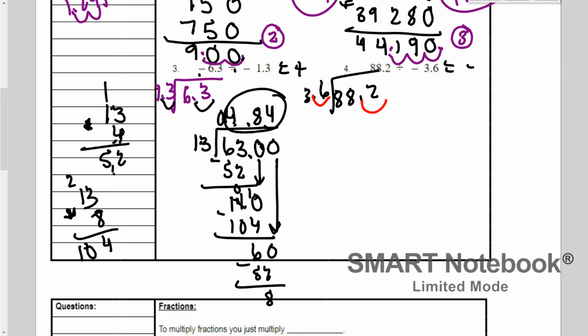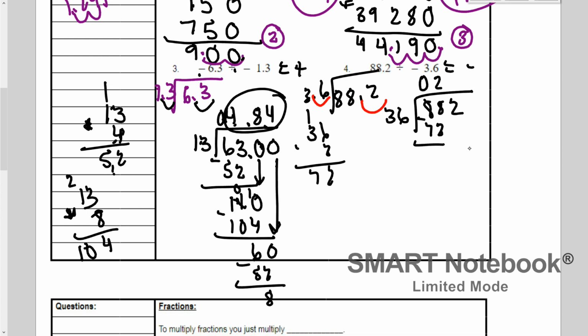This new problem now becomes 882 divided by 36. 36 cannot go into 8. 36 can go into 88 twice. Let's check. Yep, 72. We'd subtract 8 minus 2 is 6, 16. 16 is smaller than 36, so we know it could not go in there another time. Bring down our 2.